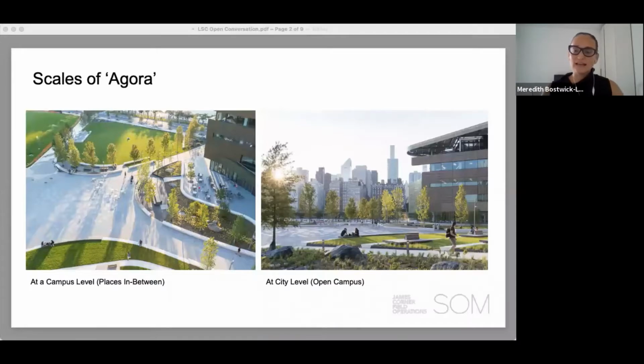And then the next scale of that is essentially looking at a campus level, or the places in between buildings, recognizing that not all of the programs of what we want to do need to necessarily reside within the buildings or the classic four walls of a learning space itself, but all of these programs can bleed out into the landscape and actually stitch buildings, users, and constituents together. And I think that's a little bit of what we're talking about as an Agora at the campus level.